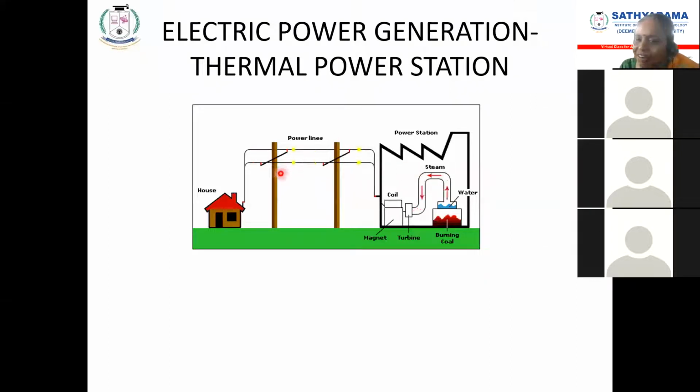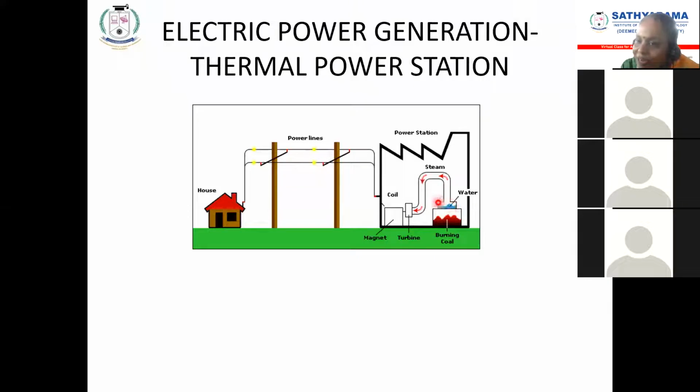This diagram shows your home, the power line, and the generating power station. But you all know that in between we have many distribution transformers. This is the miniature level I have explained. A thermal power station always burns coal.